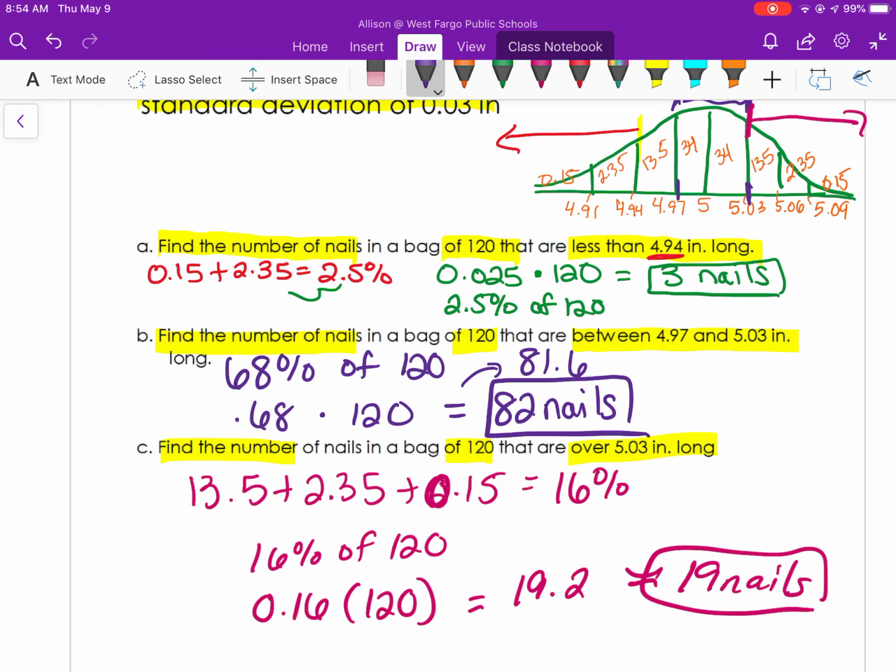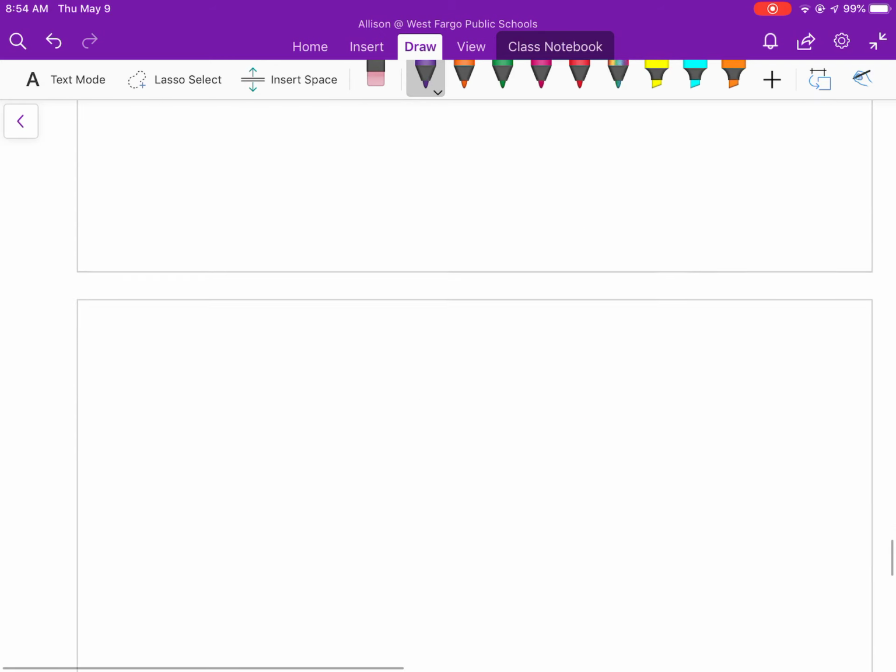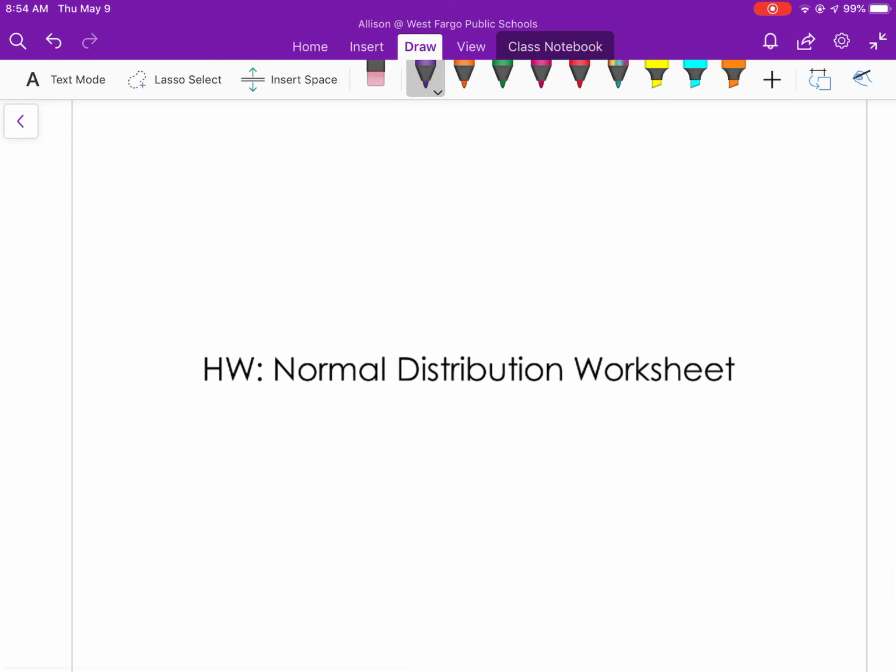Okay, so that is the normal distribution. So your homework is the normal distribution worksheet. If you have any questions or forget how to draw this thing, just let me know.